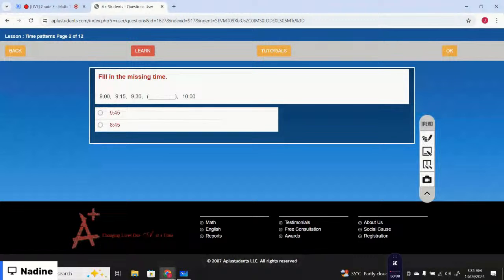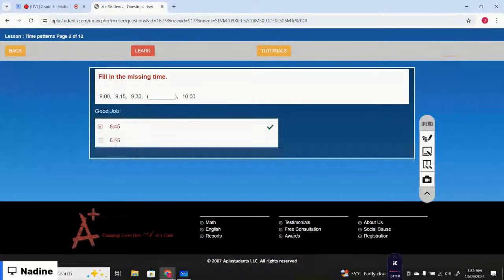Fill in the missing time. So which is the correct option? The correct option: the time is increasing by 15 minutes, right? So 9:30 plus 15 is 9:45. Option number 1 is the correct option.